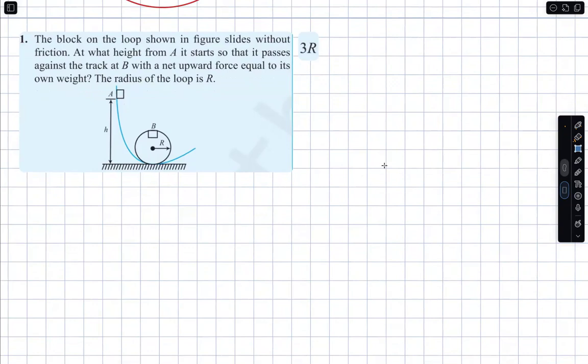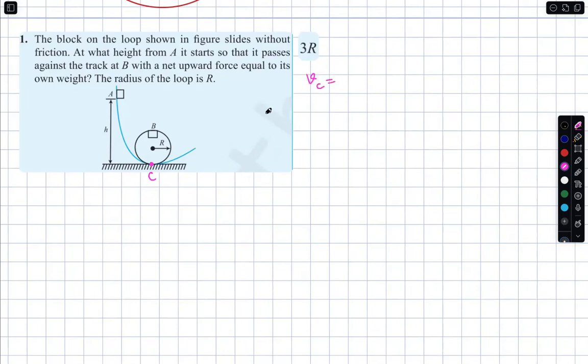Block on the loop shown in figure slides without friction. At what height from A does it start? Tell me the condition. You released from here. What should be the velocity at this point C so that your condition is achieved? That's all. At C, what should be your velocity?